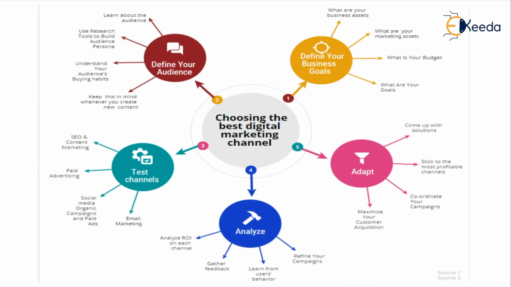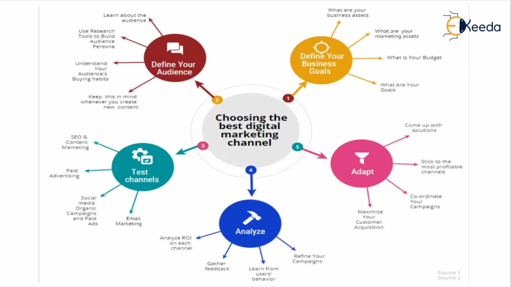Then comes the testing of channel part. So you develop the content and then you try to do search engine optimization for your website, your web pages, and you do content marketing. You test the effectiveness of SEO, you test the effectiveness of paid search, paid ads, you test the effectiveness of social media and organic campaigns, you test the effectiveness of email marketing by investing limited resources in each channel for short periods of time. So, this test phase is often run for a few days to a few months to see which is driving the best conversion to the business.